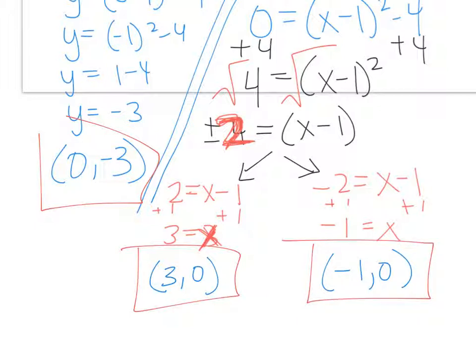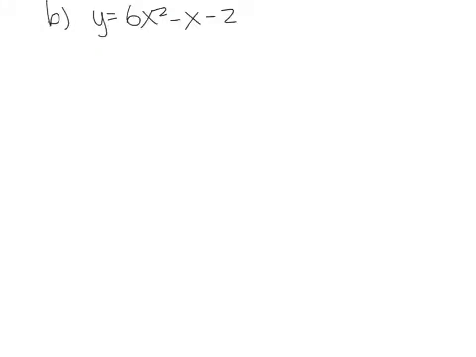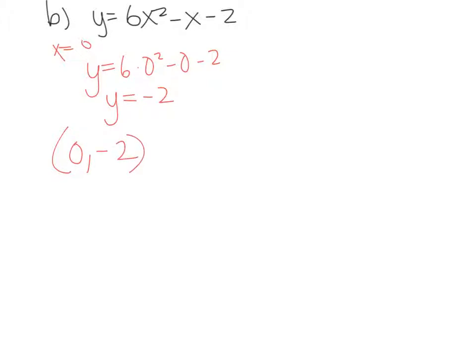Now we'll attempt the next one. All right, start off with the easy one, and that's finding the y-intercept. We set x equal to 0. So we have y equals 6 times 0 squared minus 0 minus 2. Easy peasy, lemon squeezy. Done? All right, other one's a little bit trickier. We have to set y equal to 0 to find our x-intercepts. Now we have 0 equals 6x.